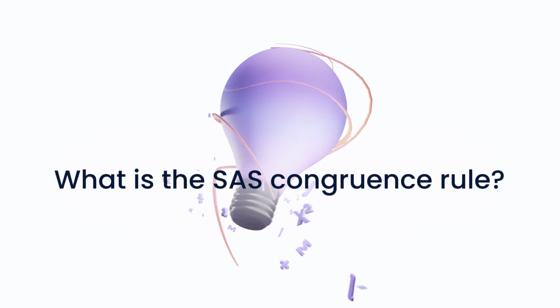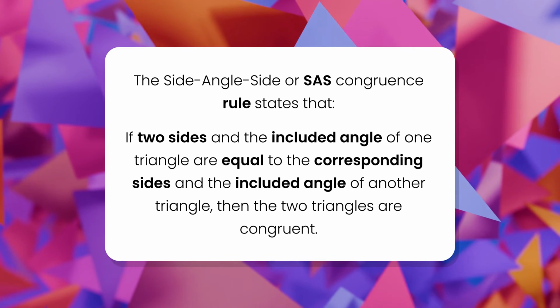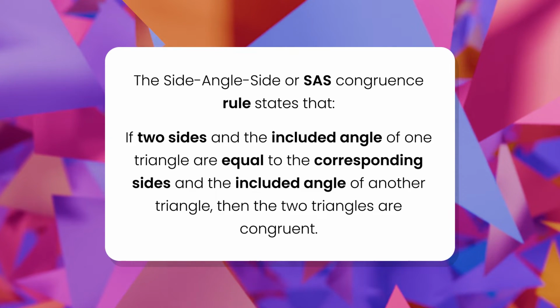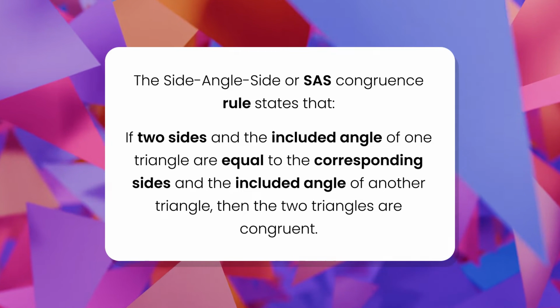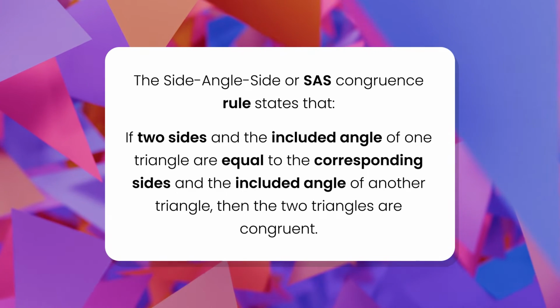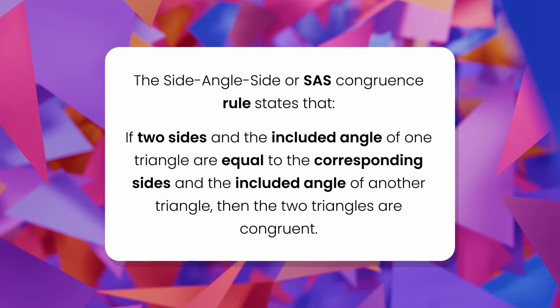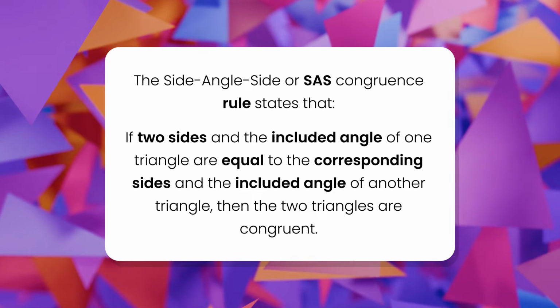What is the SAS congruence rule? The side-angle side, or SAS congruence rule, states that if two sides and the included angle of one triangle are equal to the corresponding sides and the included angle of another triangle, then the two triangles are congruent.